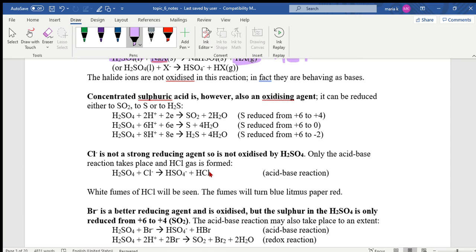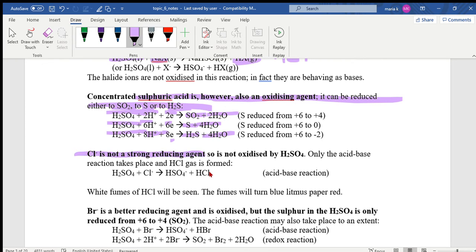Concentrated sulfuric acid is, however, also an oxidizing agent. It can be reduced to either this, that, or that: hydrogen sulfide, sulfur, or sulfur dioxide. There we go. All three situations with water. Balance. I'm not quite sure what this means.